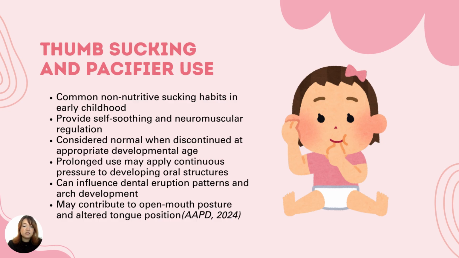It provides self-soothing and neuromuscular regulation, and is considered normal when discontinued at an appropriate developmental age. Prolonged use may apply continuous pressure to the developing oral structures, and it can influence dental eruption patterns and arch development. So if a patient is sucking their thumb, it will lead to a much narrower palate, where the teeth, instead of resting in the natural U shape, will start to become a V, and then you will have lots of crowding in the anterior. It's pretty much a domino effect.